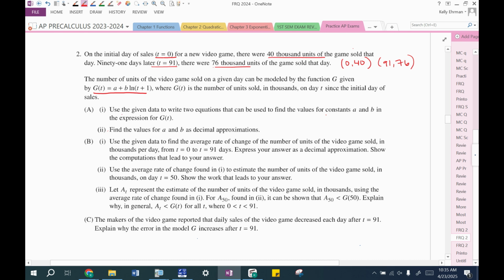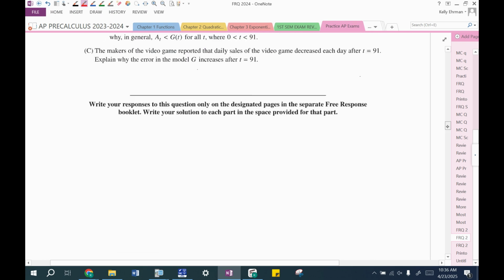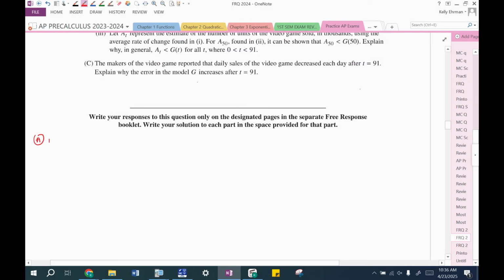So part A is always this. Use the given data to write 2 equations that can be used to find the values for A and B in this expression. So part A, I'm going to show my work down here. What are the 2 equations? It was g of t equals A plus B ln t plus 1. So put in your 2 points. One had an output of 40 when the input was 0. So here's one equation. And the other equation had an output of 76 when the input was 91.